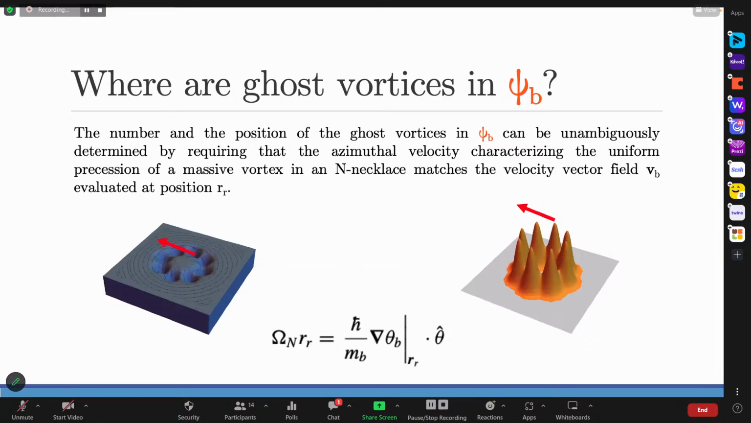Well, is it possible to estimate the number and the position of ghost vortices? The answer is yes. We can estimate the position of ghost vortices simply by requiring that the azimuthal velocity characterizing the uniform precession of a massive vortex in an N necklace exactly matches the velocity vector field evaluated at position RR. So we know from our massive point vortex model the precession velocity. We just need to require that it is equal to the velocity field associated to the phase, the velocity field associated to the minority wave function.